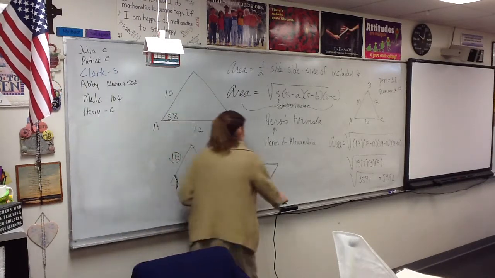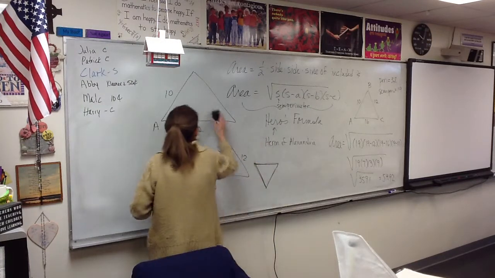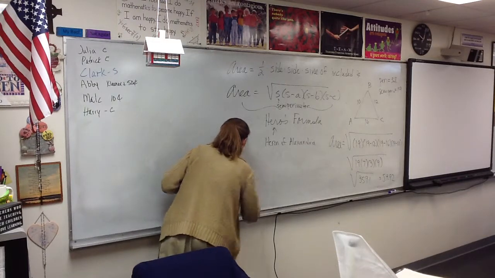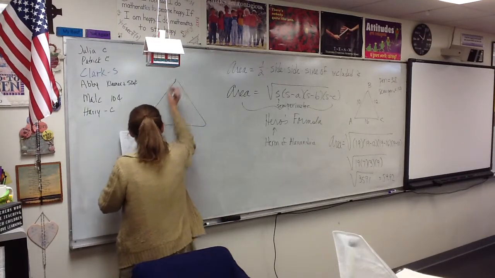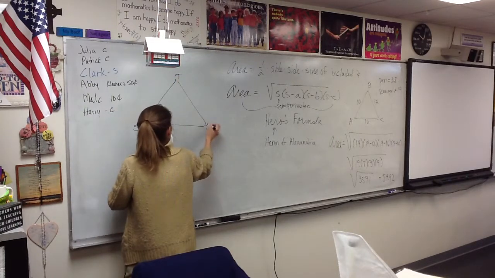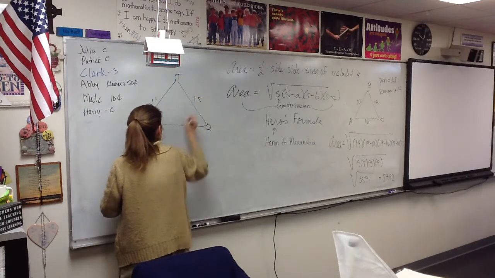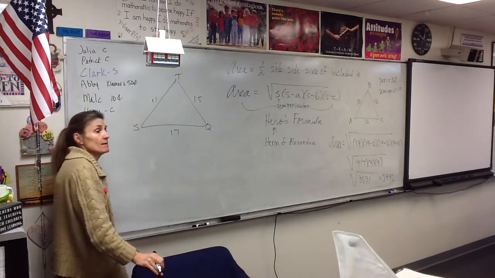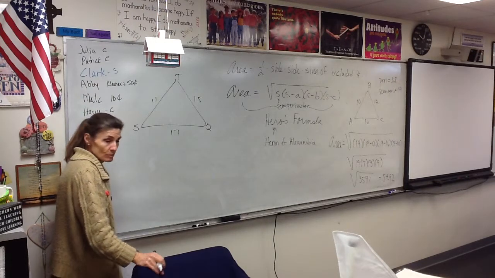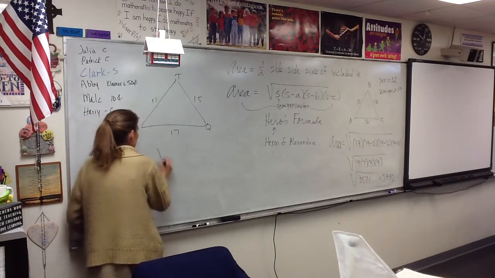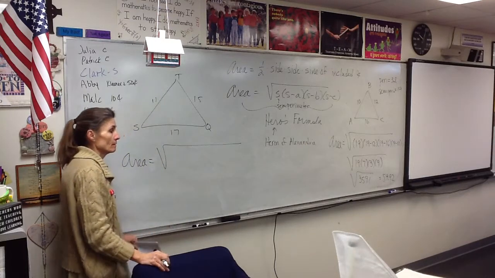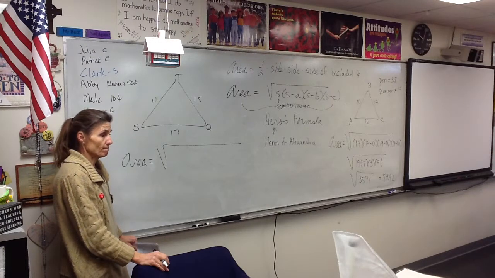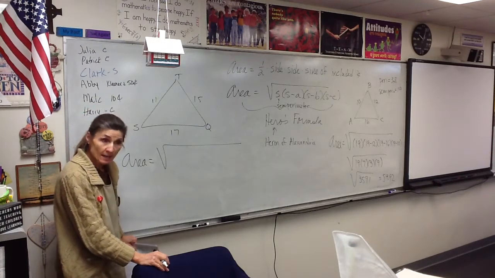All right, let's try D. Question D. What have we been given in question D? We have been given all three sides. So which way would be fastest to find the area? Hero's. So the area will be a big radical. Now what's the first thing I need to do if I'm going to use Hero's formula? I need to find the perimeter and cut it in half.